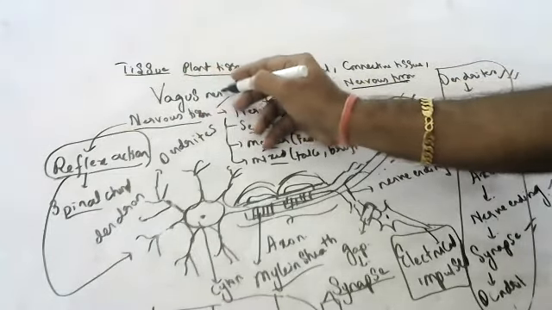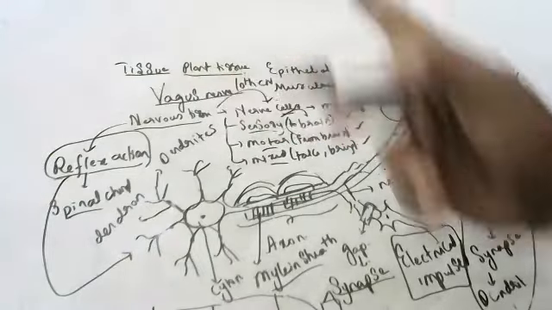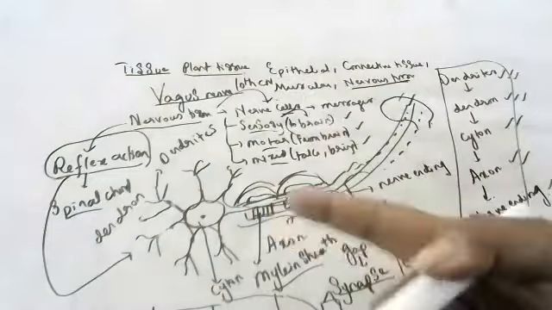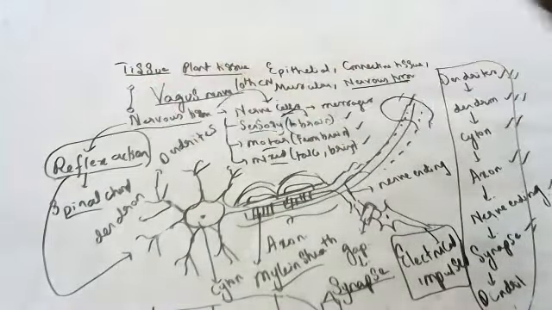Vagus nerve. Vagus, it is the 10th cranial nerve, children. We have 12 pairs of cranial nerves. The 10th cranial nerve is the vagus nerve. It starts in the head and ends in the leg, that much big. That's why it is called vagus.